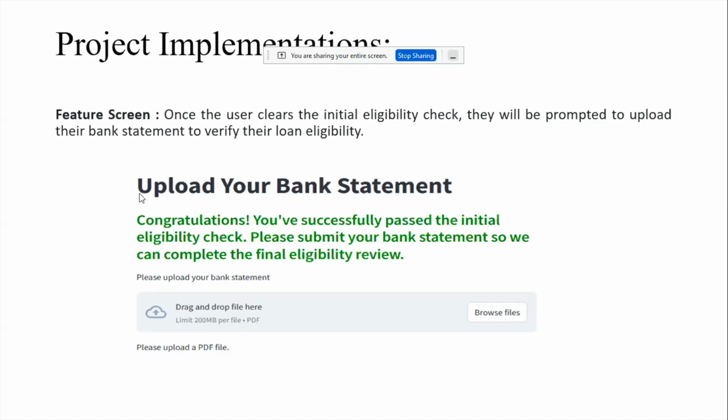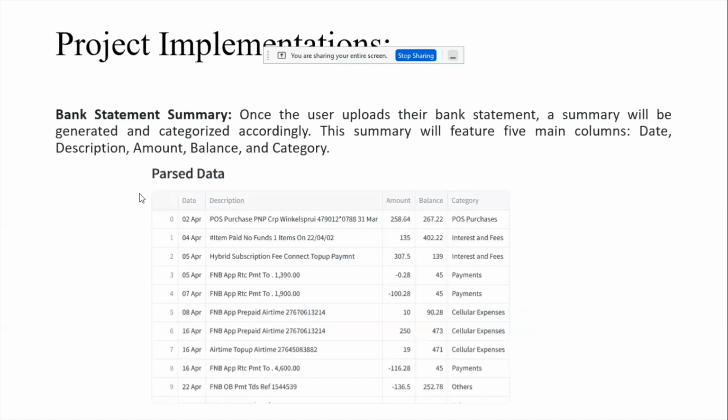The OCR processes the uploaded bank statement, extracting key financial data into transactions and balance, which can be used further by the AI model. Talking about the bank statement summary. After uploading, a summary is generated displaying important categories like date, description, amount, balance, and category. The goal here is to present the bank statement data in a structured format so that both humans and machines can easily process it. And categorizing helps to identify where the majority of the user's spending habits occur, which is vital for the credit evaluation.